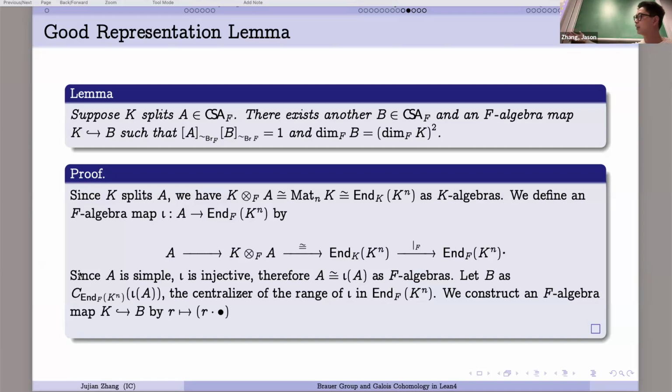So now we define B to be the centralizer of the image of A in this ring, which I can't even pronounce. And now we can construct an F algebra map from K to B by multiplying on the left-hand side.